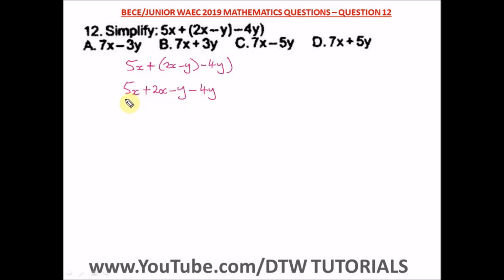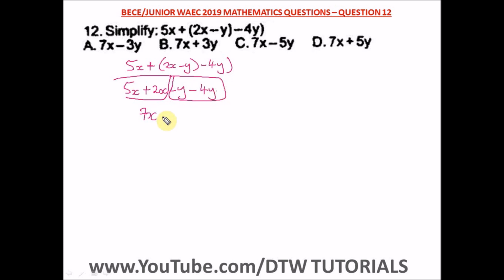So from here, what we have to do is collect like terms, which is already arranged. So this is a like term, 5x and plus 2x, and this is another one, which is what? Minus y, minus 4y. So what is 5x plus 2x? We have 7 what? X.